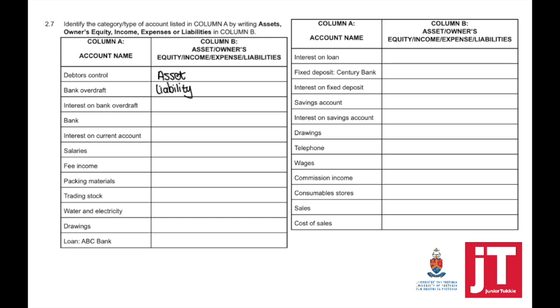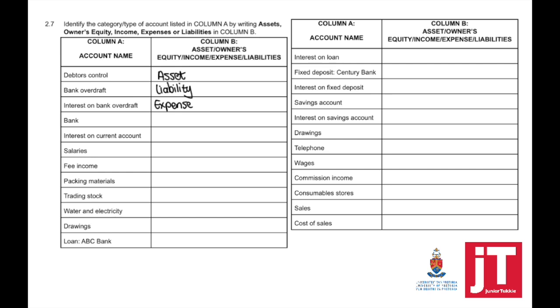Bank overdraft means that we owe money to the bank, and that will be regarded as a liability. To be specific, when we're talking about bank overdraft, the money is paid back immediately. That's why it will be regarded as a current liability. Interest on bank overdraft means that we have to pay interest for borrowing money.